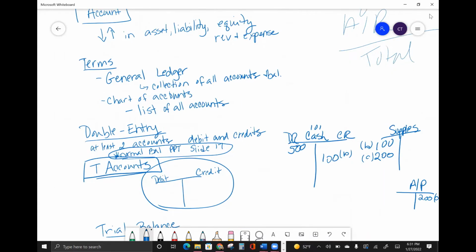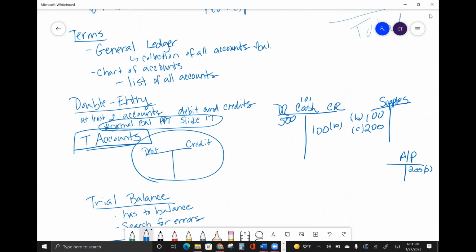All right, some of the terms: general ledger. Do y'all remember that term? What a general ledger is? A general ledger is just a collection of all the accounts that you have.